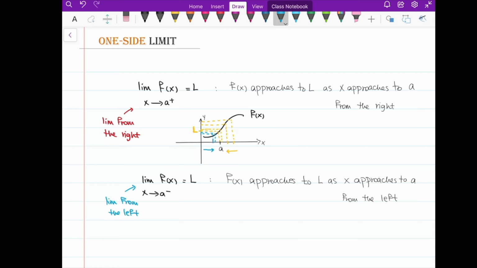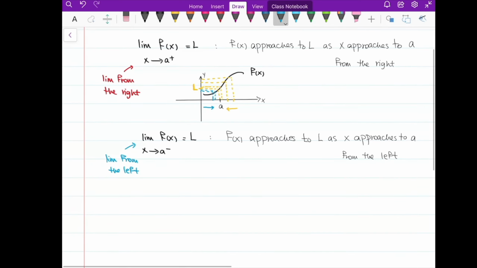The important thing is that the limit of the function exists if the limit on the right is equal to the limit on the left, which means that we get the same value as x approaches a from the right and x approaches a from the left.